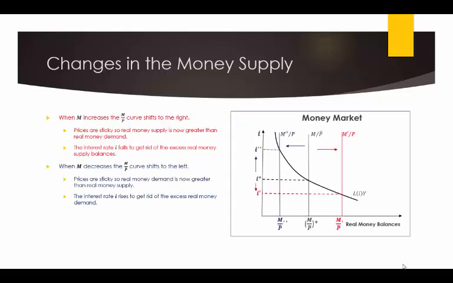Again, these changes are depicted in this slide. An increase in money supply causes the real money supply function to shift to the right, and this causes the nominal interest rate to fall. A decrease in money supply causes the real money supply function to shift to the left, and this causes the nominal interest rate to rise.